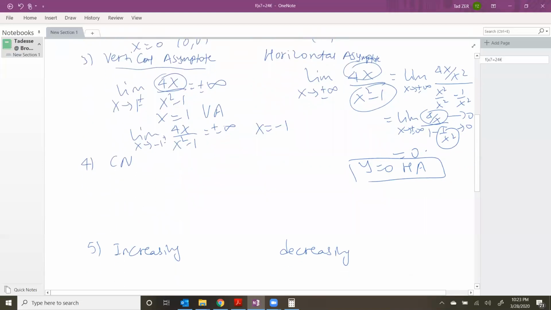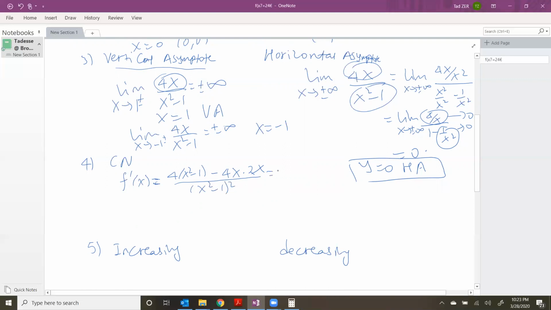Now let's go to the critical numbers. To find the critical numbers, definitely I have to find the derivative. So what is the derivative of this? It's a rational function, so I can use the quotient rule. It will be 4 times x squared minus 1 minus 4x times the derivative of x squared minus 1, which is 2x, everything divided by x squared minus 1, squared.